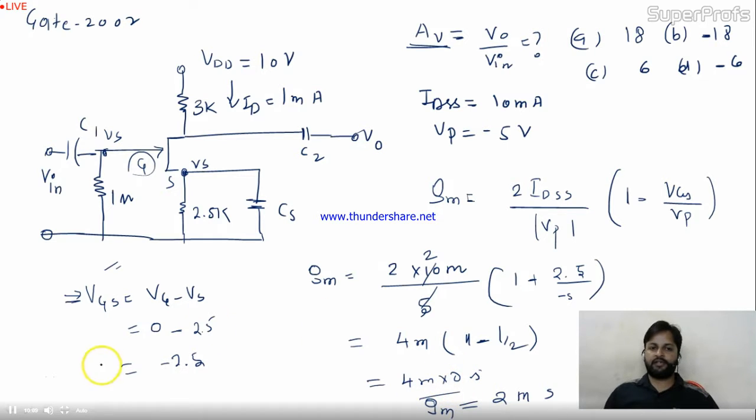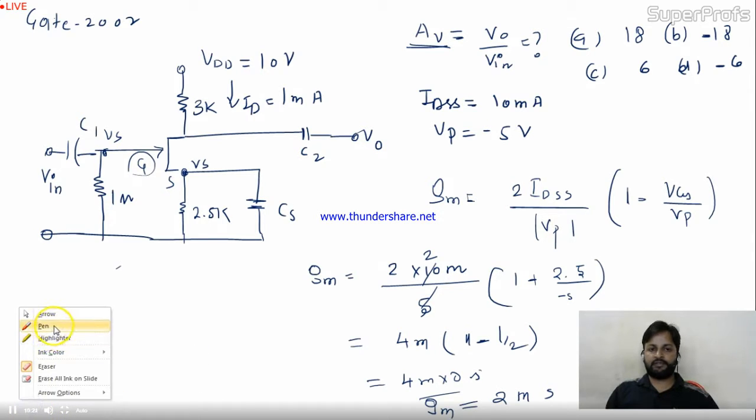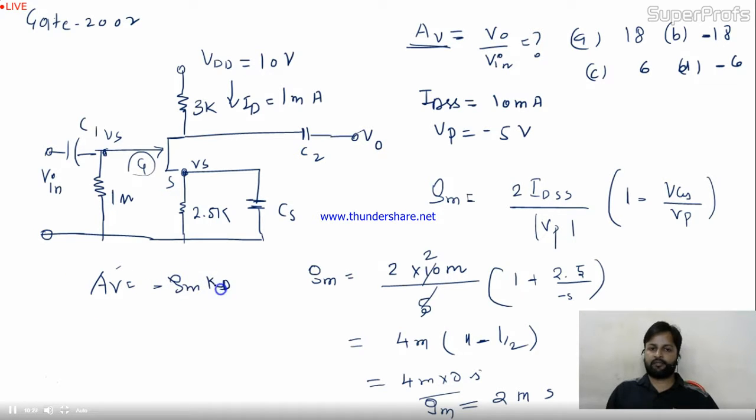AV is nothing but, let me erase some part, then we will see that. Wait a minute. The formula for AV is nothing but minus GMRD. Okay, GM is what you have calculated, 2 milli. RD is what is given in the circuit, it's 3K. So finally you have minus 6. AV is minus 6. Do we have it in the options? Yes, I have. So the minus 6 is the answer.